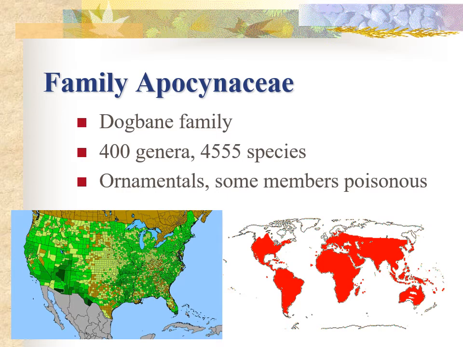The family Apocynaceae is a fairly large family of 400 genera and over 4,500 species. It has a nearly global distribution aside from the northernmost regions of the world. It is commonly known as the dogbane family because some taxa used to be used as dog poisons, unfortunately. There are many ornamentals in this family and some poisonous members as well.